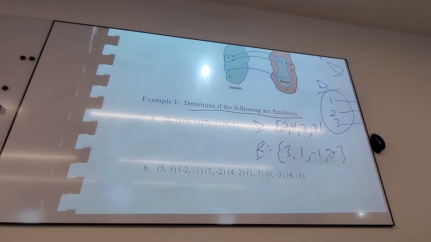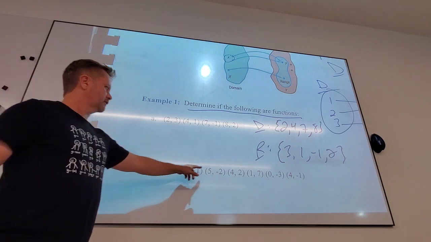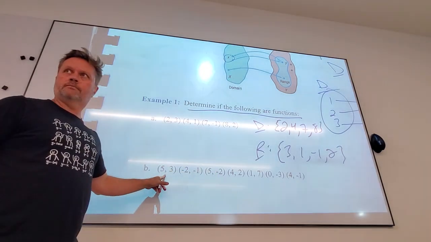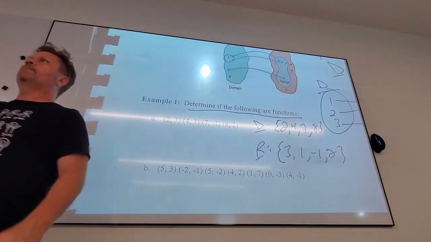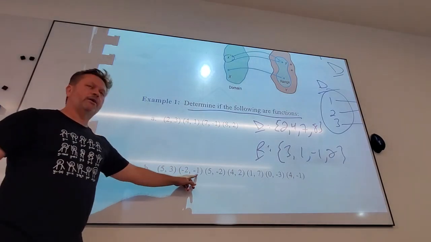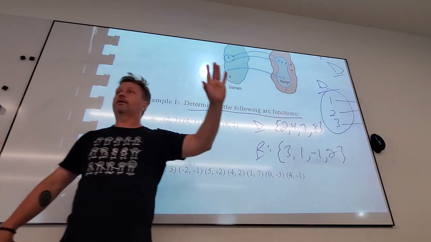Just tell me if that's a function. Tell me exactly why not. Yeah, like 5 has more than one output. I want you to be really careful. Let me see. -2 has an output in -1, correct? 4 has an output in -1, correct?